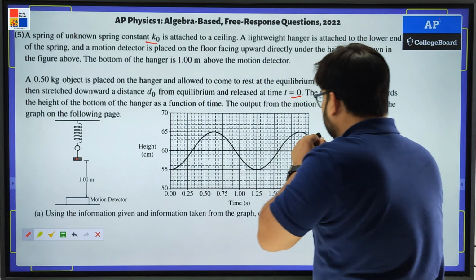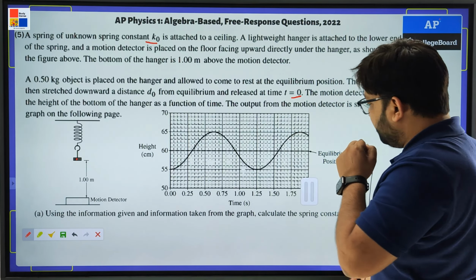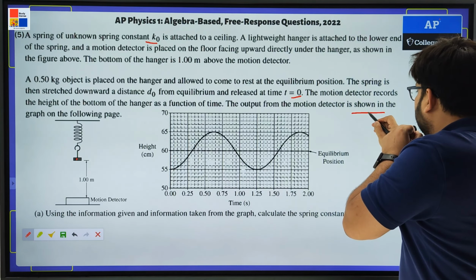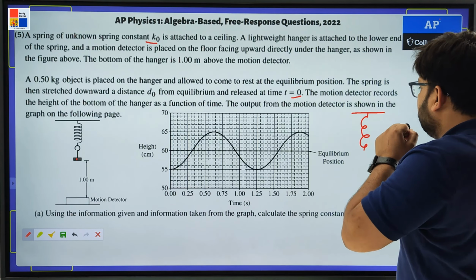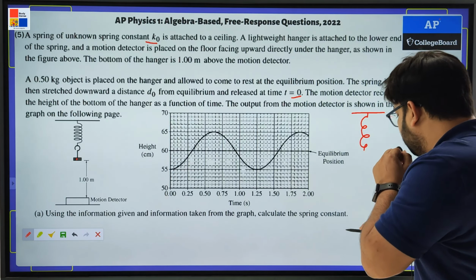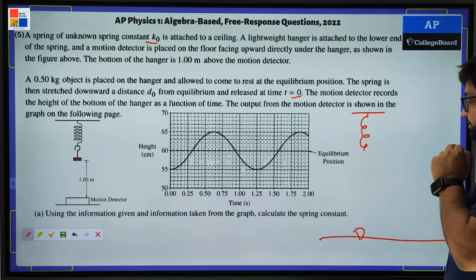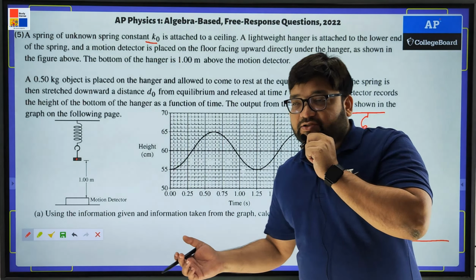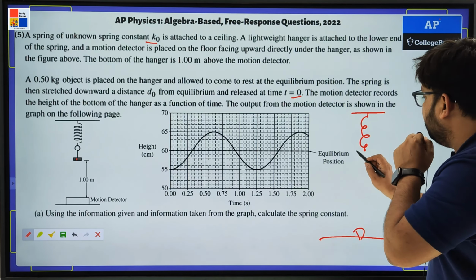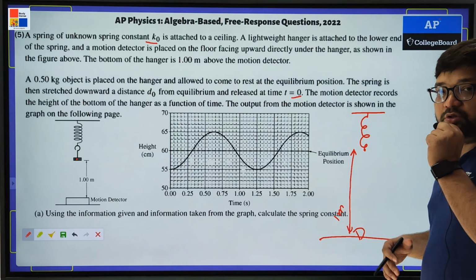Okay. So this is time here and this is the height. So what is happening here? I'll explain the graph. This is the spring. In the natural length, where nothing is attached to the spring, it is like this. And this is the surface, the level of the detector. When nothing is attached, the height is 1 meter, when nothing is attached to the spring.